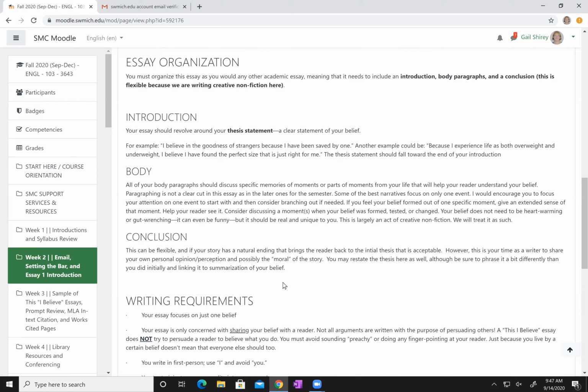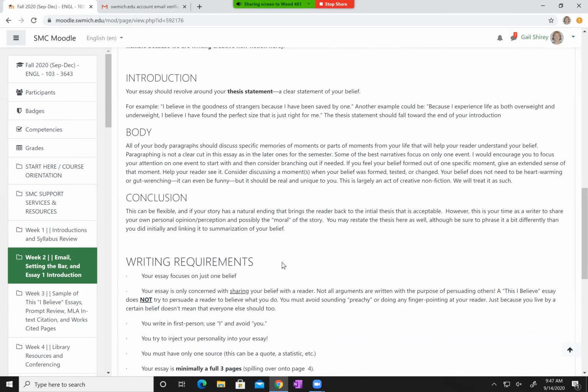No problem. The conclusion is a little bit flexible. If your story has a natural ending that brings the reader back to the initial thesis, that's fine. However, as a writer, you need to also share maybe your opinion, maybe the moral of the story. You're welcome to restate the thesis in your conclusion. However, I want you to restate it in a new and different way. Do not use the same wording.